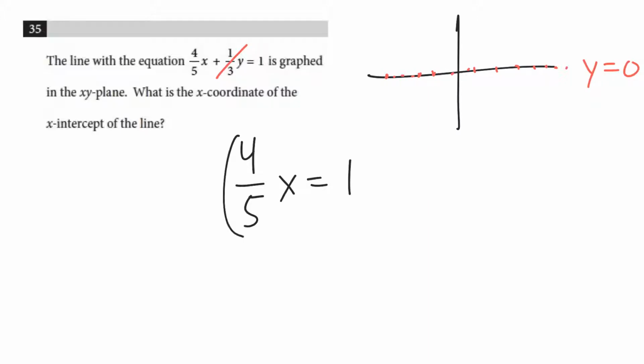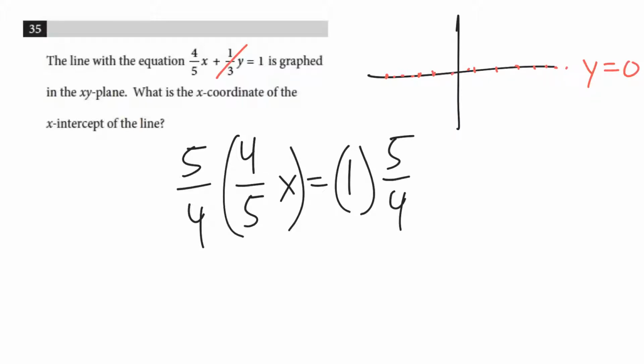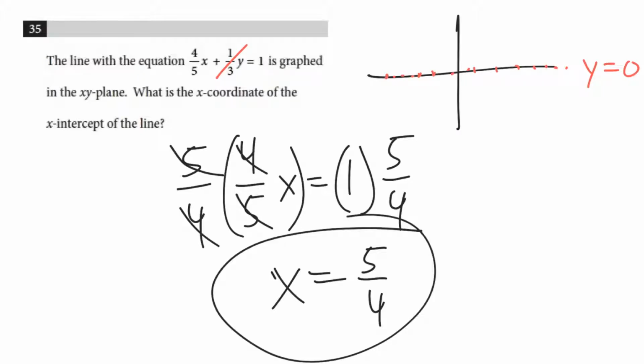Well, to get rid of this coefficient, we need to multiply by the reciprocal. So multiply by 5/4 on both sides. These factors cancel out. We have x equals 5/4. So that would be the x-intercept.